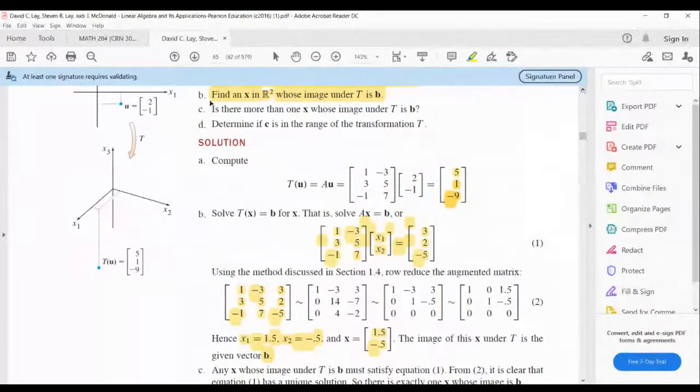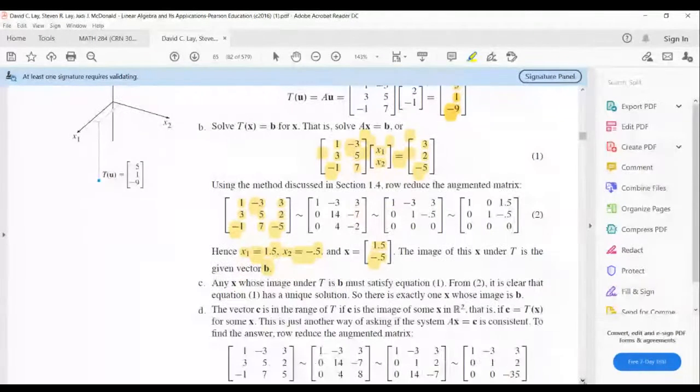For C, they ask, is there more than one vector x whose image under the transformation is b? Any x whose image under the transformation is b must satisfy this equation. But we only got one solution vector, 1.5 and negative 0.5. So there's exactly one x whose image is b, exactly one in this example.